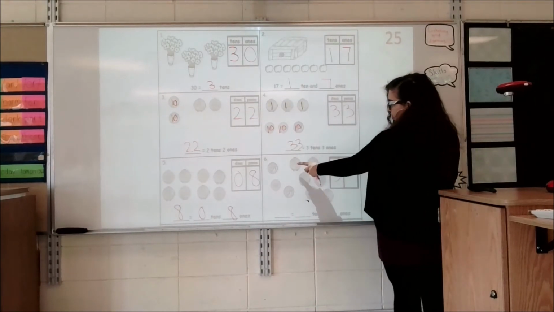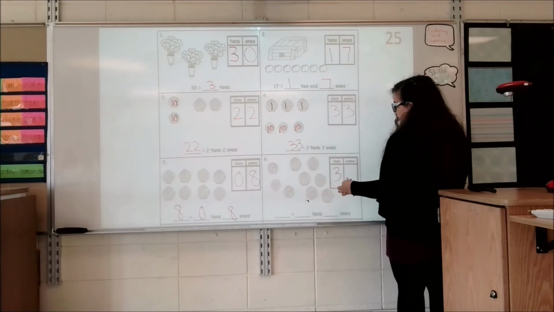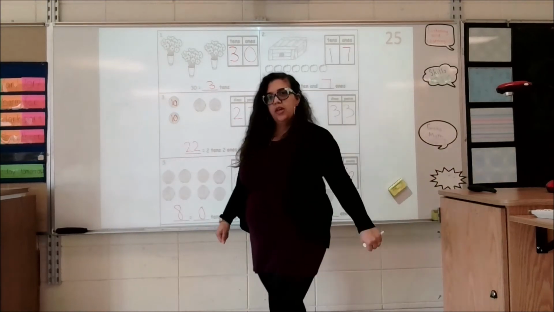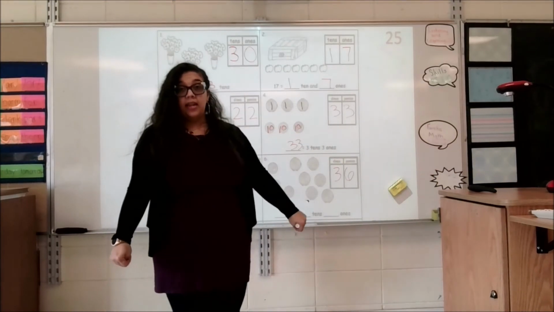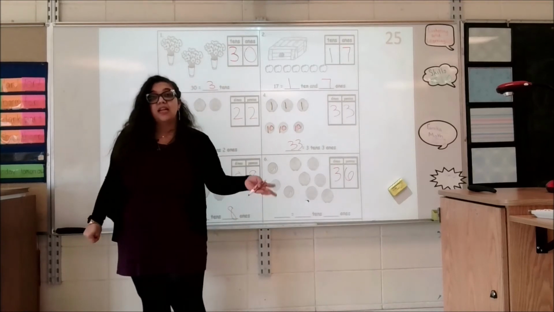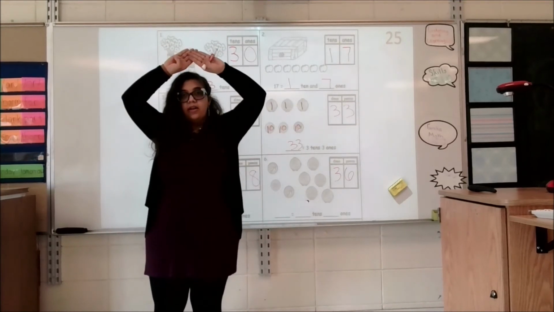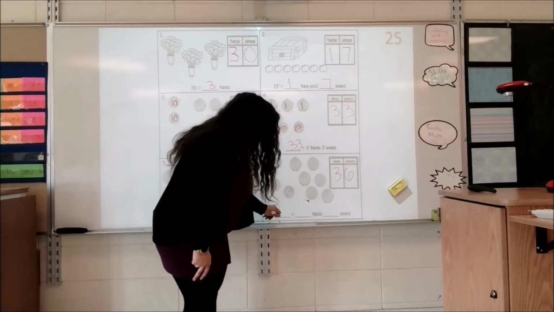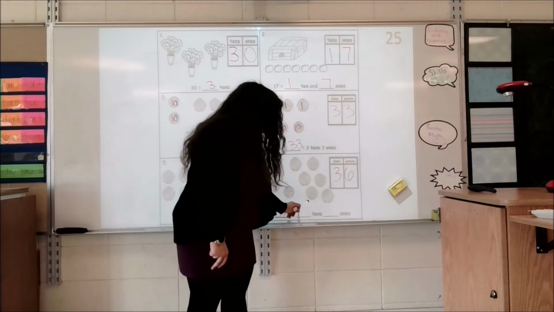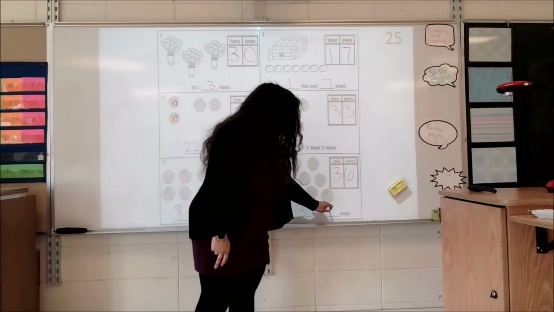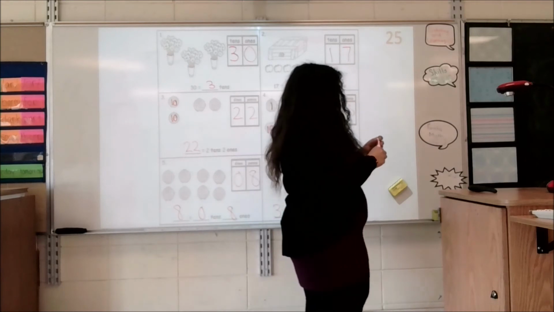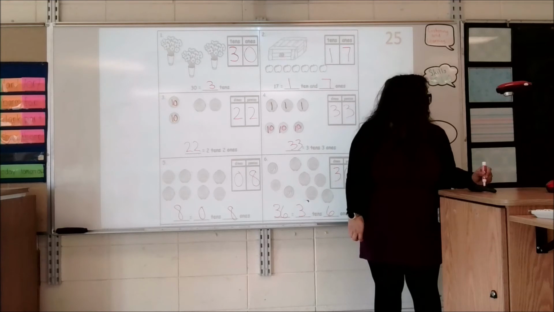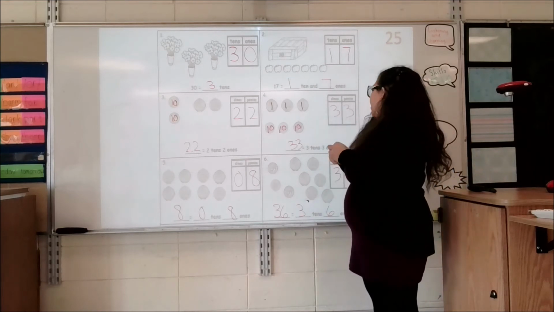So let's count our pennies. 1, 2, 3, 4, 5, 6. There are 6 pennies. So 3 dimes and 6 pennies. Let's replace the words. 3 tens, 6 ones. What is that value? 36. Good. 36 is equal to 3 tens, or 3 dimes, and 6 ones, or pennies. Good job. Great work.